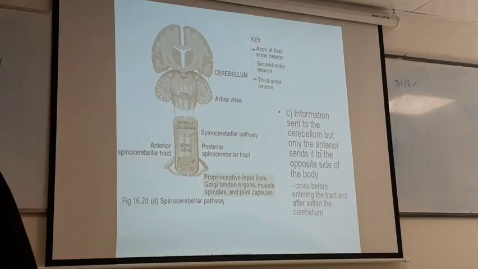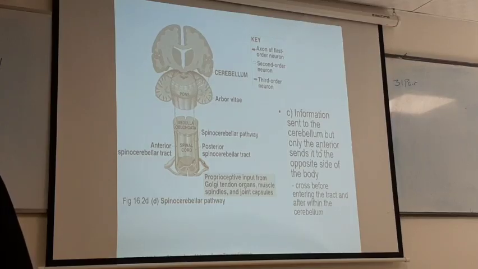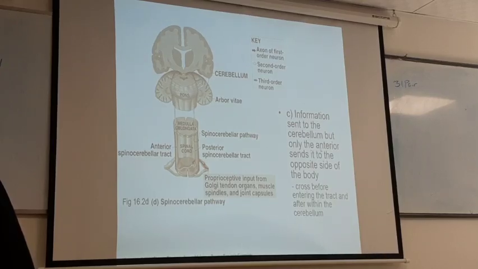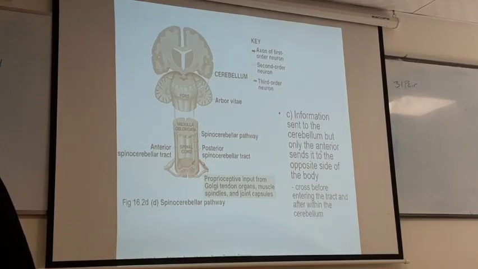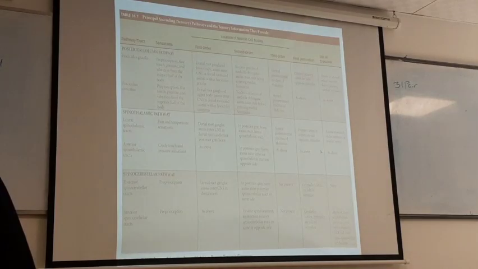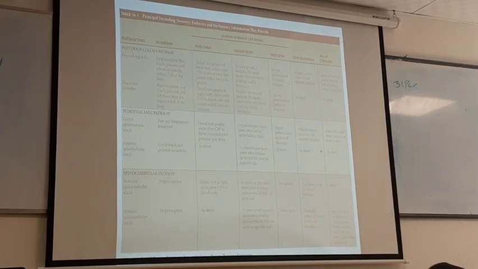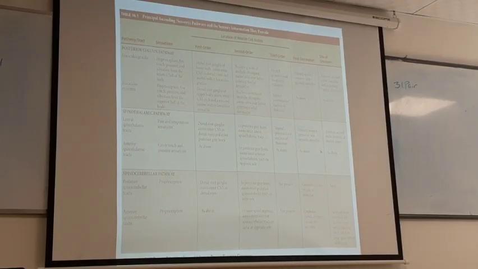Posterior spinocerebellar is for the lower limb, anterior spinocerebellar for the upper limb. This is very important for balance, for coordination, for walking, for any movement. All of these pathways: the first, second, and third order neurons, the final destination, and the site of the crossover.